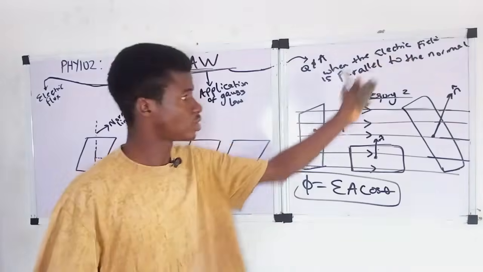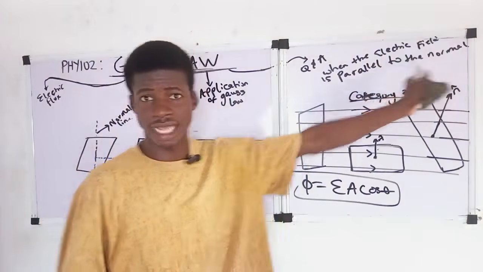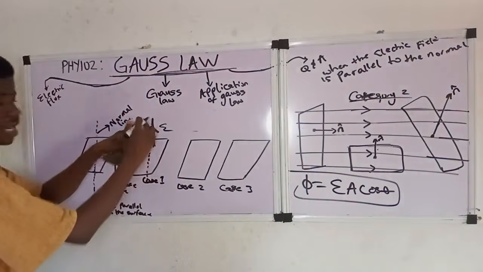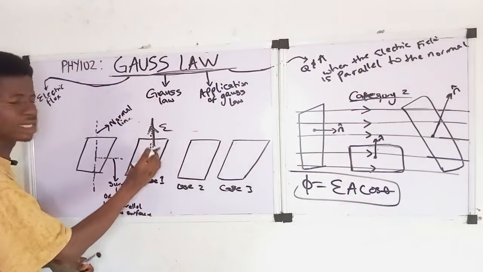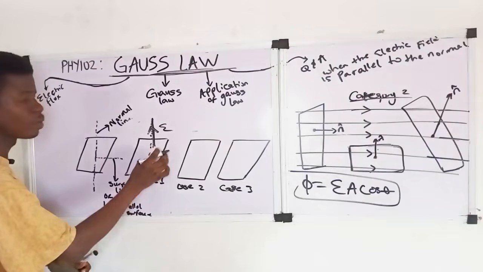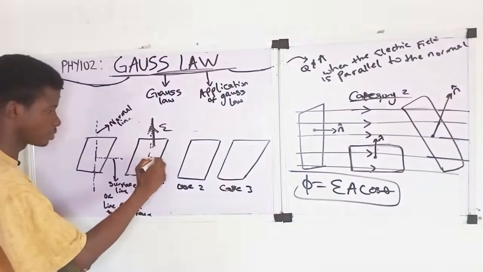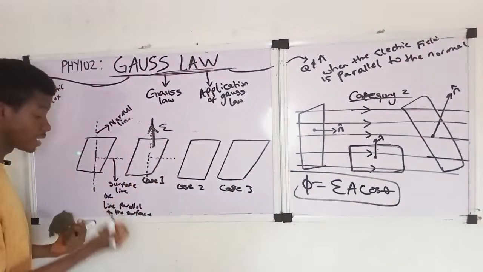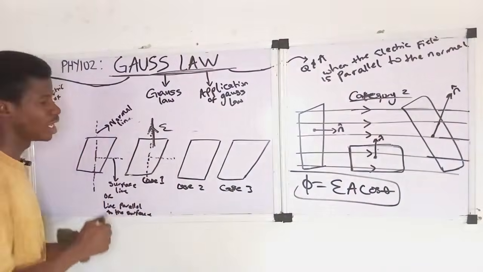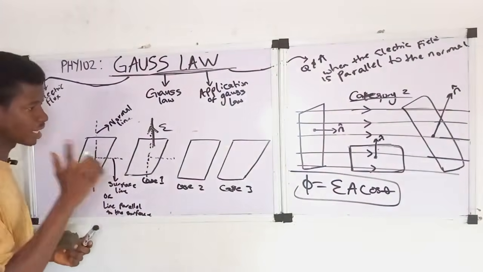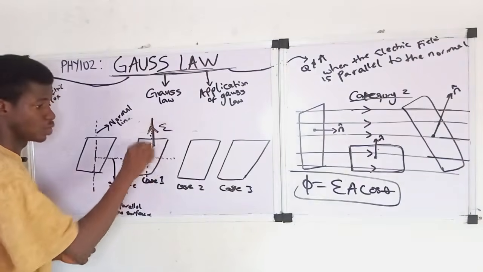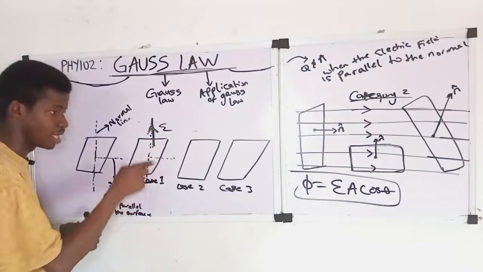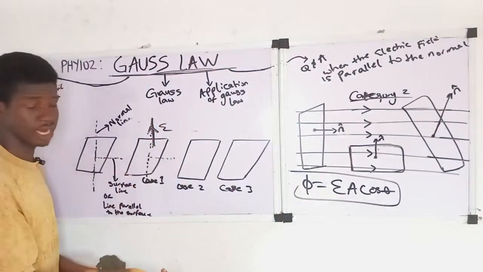When the electric field is parallel to what? To the normal, right? Look at it. The electric field is parallel to the normal. Then what about the surface? If the electric field is parallel to the normal, what will happen to the surface, to the surface line, or the line parallel to the surface? You find out that when the electric field is parallel to the normal, it is perpendicular to the surface, right?